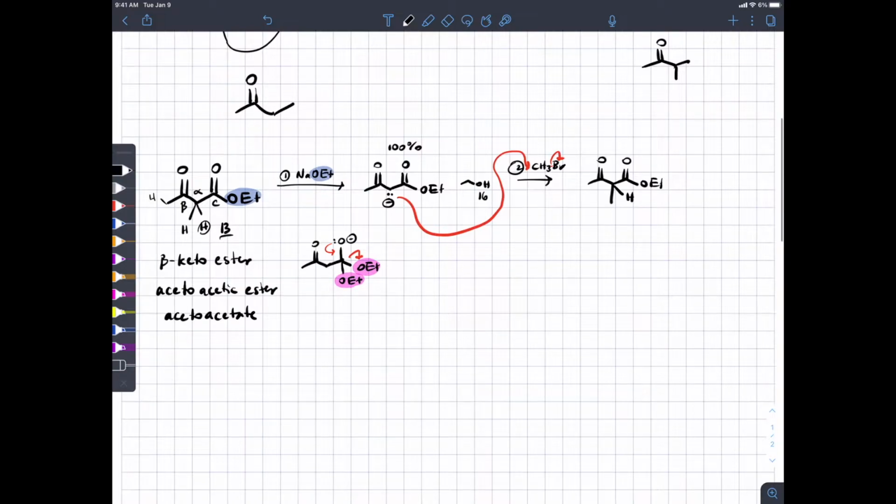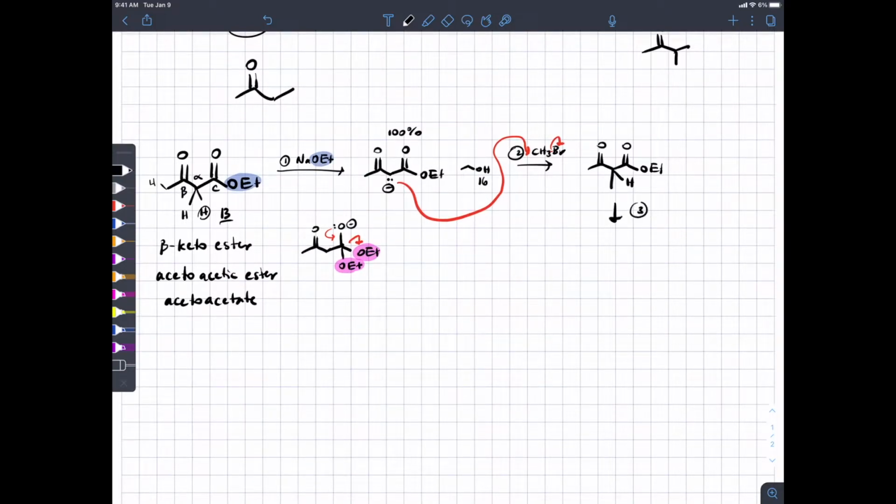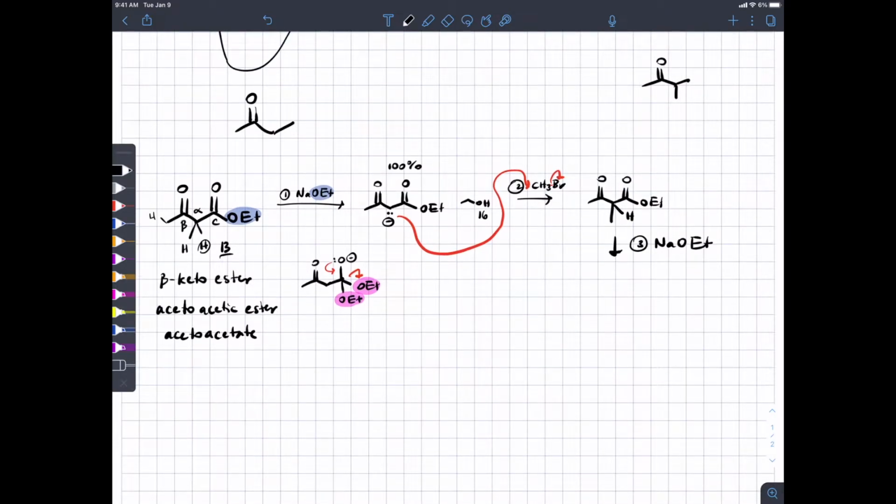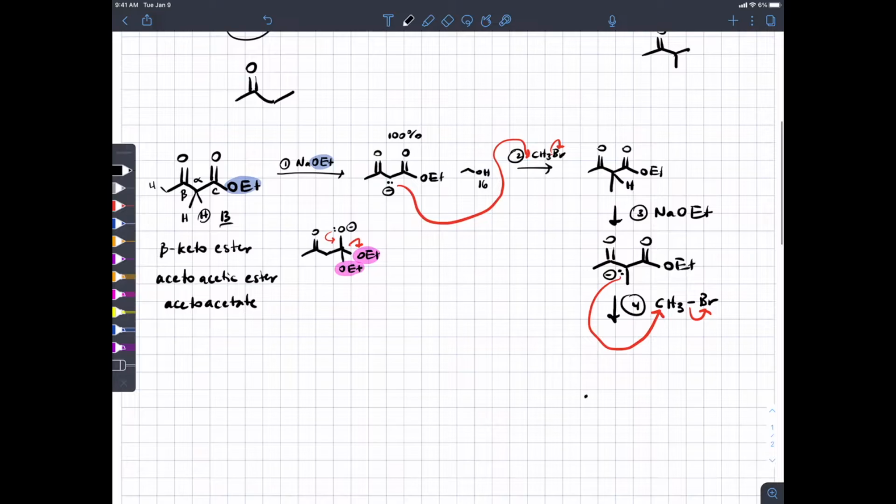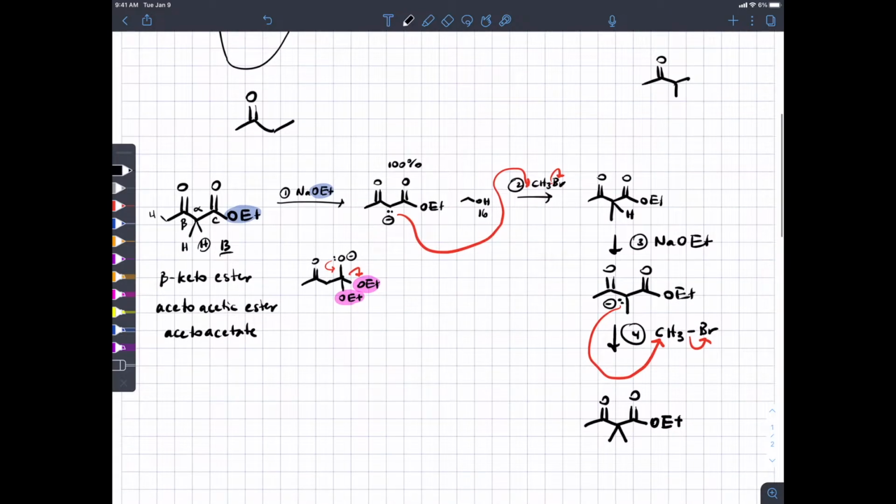Of course, we're not quite done yet. We're going to, in a third step, add another equivalent of base. That's going to make, again, an enolate, and we're going to remove the proton that's alpha to both carbonyls. Then we can bring in a second equivalent of our alkyl halide, or whatever alkyl halide we need to add. That will do the SN2 reaction to give us now the two methyl groups on our alpha carbon. All right.